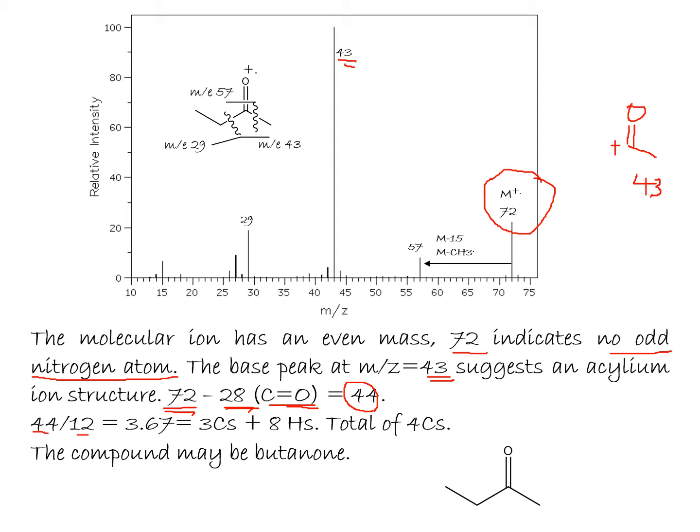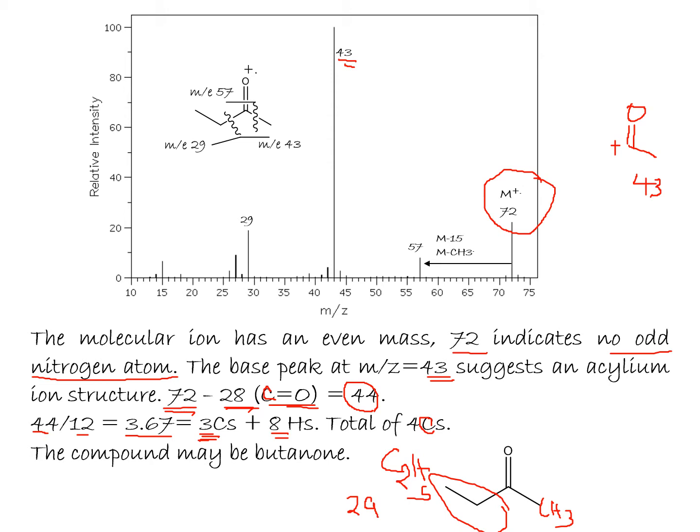44 divided by 12 is 3.67, which means that you have 3 carbon plus 8 hydrogen. And we have the carbon from the carbonyl, so 3 plus 1, so this compound contains 4 carbon atoms. You have CH3 on one side, so what will be the other side? The other side will be C2H5, of m/z 29.